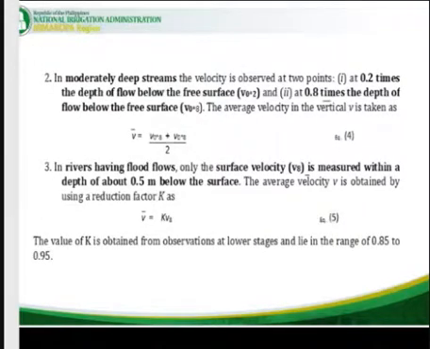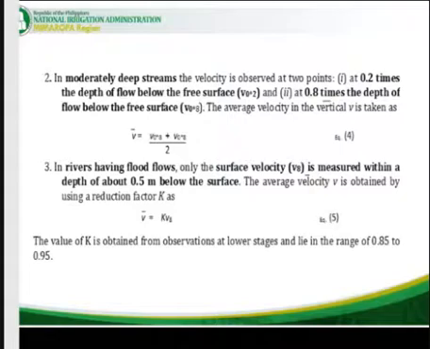In moderately deep streams, the velocity is observed at 2 points. First one at 0.2 times the depth of flow below the free surface, V sub 0.2, and the second at 0.8 times the depth of flow below the free surface, V sub 0.8. The average velocity in the vertical is taken as V bar is equal to V sub 0.2 plus V sub 0.8 all over 2.